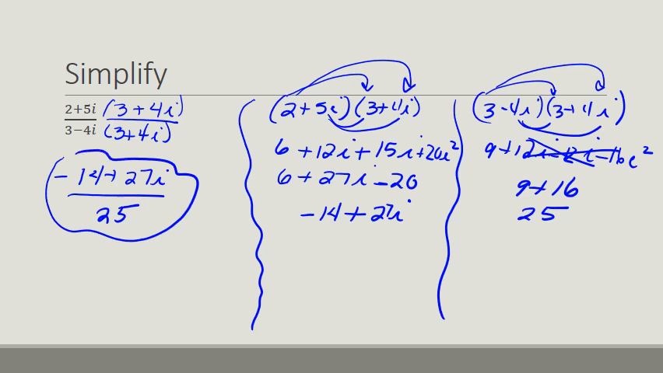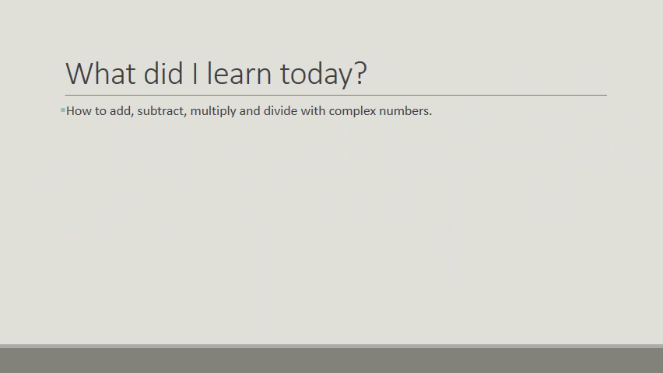So today you learned how to add, subtract, multiply, and divide with complex numbers, including rationalizing the denominators using a complex conjugate.